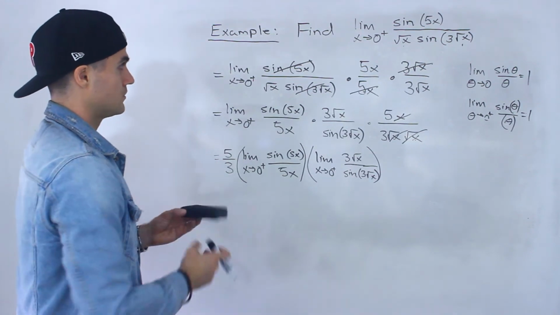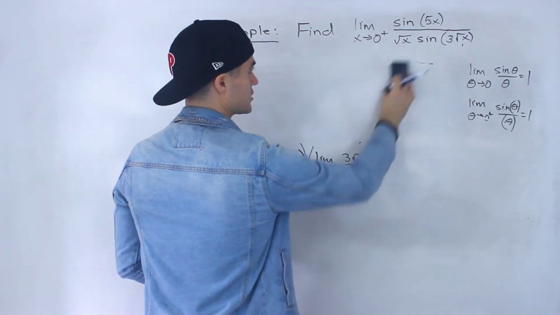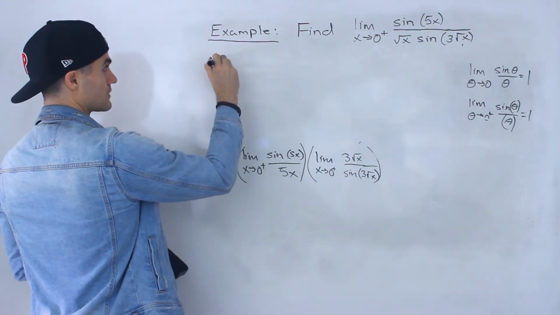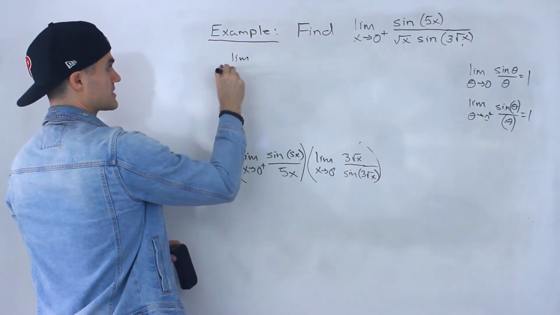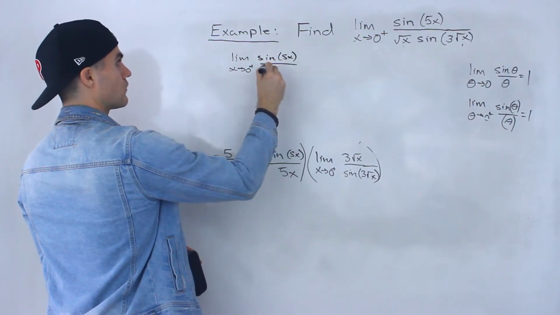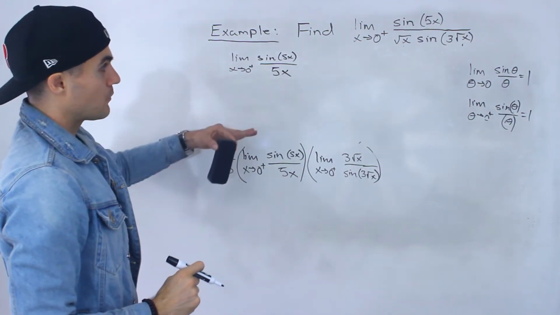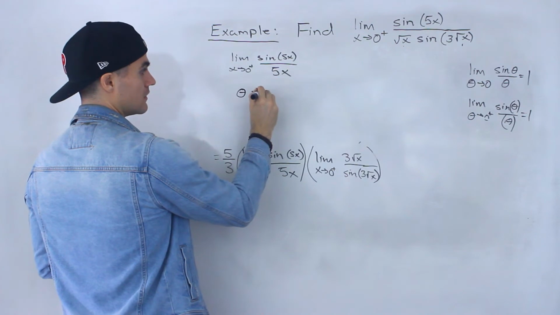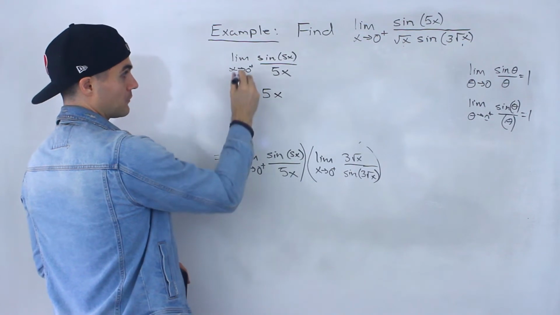Okay, and now what I'm going to do, let me erase all this, is I'm actually going to just work with these two limits separately. So I'm going to first rewrite this. So this is sort of work on the side here. Limit as x approaches 0 of sine 5x over 5x, like that. And notice that we can make a substitution here. We can let theta equal 5x, right? So we're going to plug in theta here, but then we got to plug in something here.